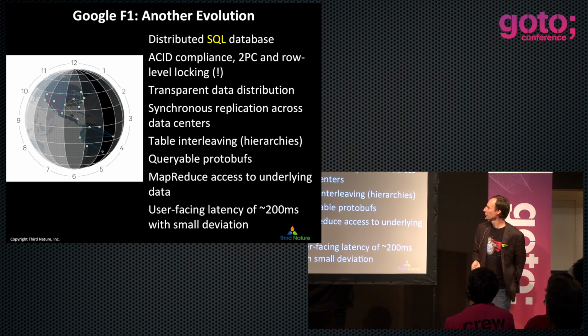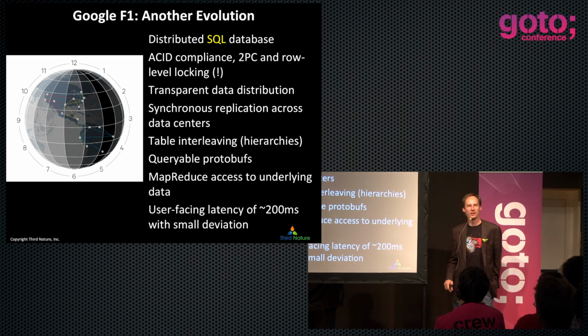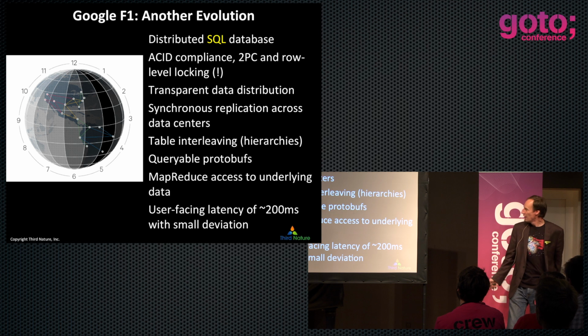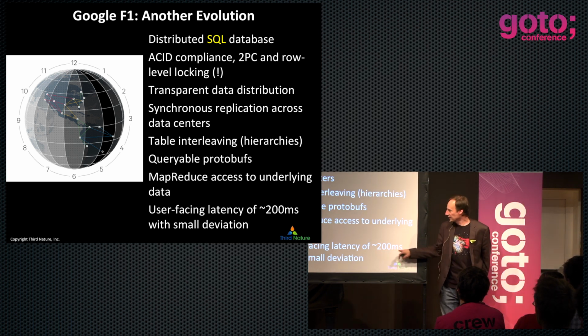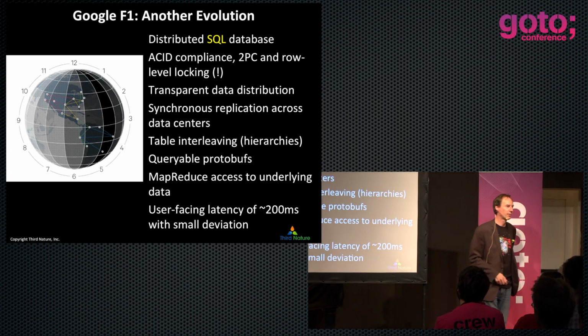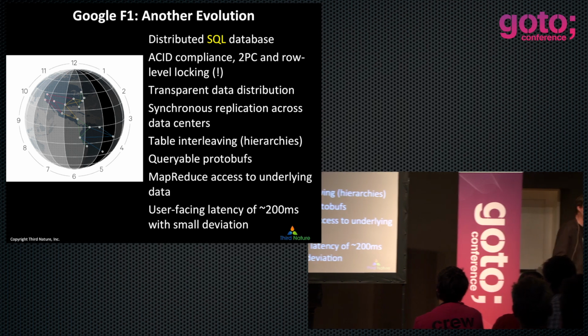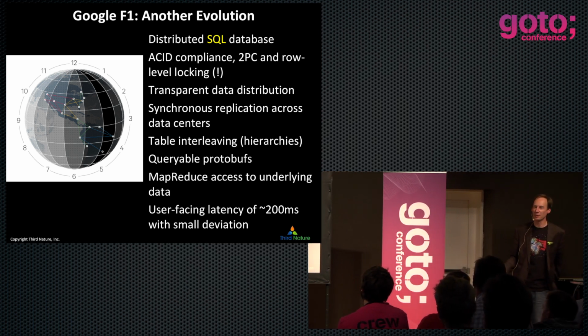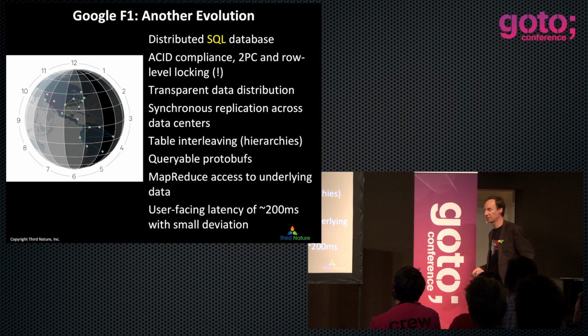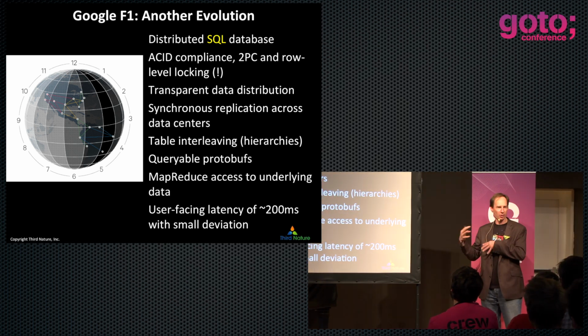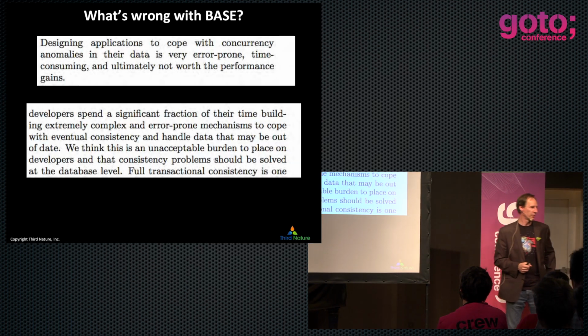This is one evolution, and it's a very interesting one. And the other thing is you can still keep doing your MapReduce stuff. And so this is the user-facing latency of ACID-based transactions. It's about 200 millisecond round trip. Right? So it's not much different than what you get out of your NoSQL databases when you add in all the code you have to go through to do the transaction bits.